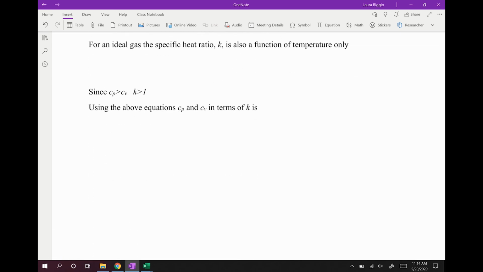We also have the specific heat ratio for ideal gases, which is again only a function of temperature. So we have k of T is equal to Cp divided by Cv. Since Cp is always greater than Cv, k is always greater than 1.